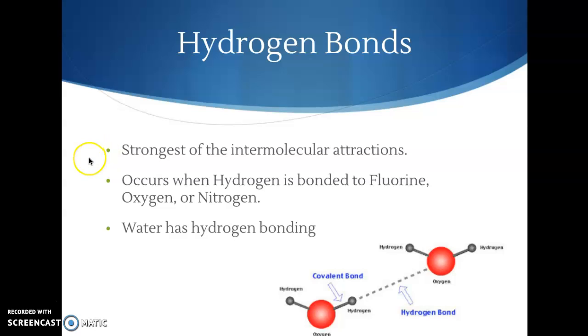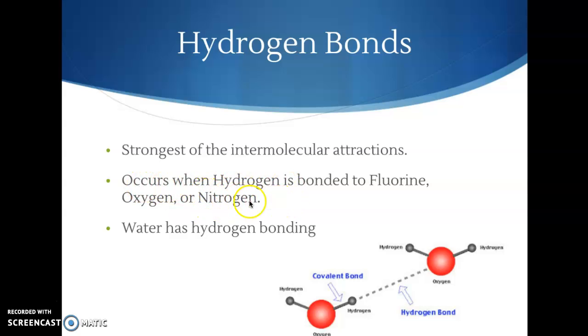The last one is called hydrogen bonds. This is the strongest of the intermolecular attractions, and this occurs when hydrogen is bonded to either fluorine, oxygen, or nitrogen. This happens because between hydrogen and these other 3 atoms, there's a large electronegativity difference. And these atoms are small. Well, all atoms are small, but these are smaller than average. So the different molecules can get very close to each other, and that creates a stronger intermolecular attraction.